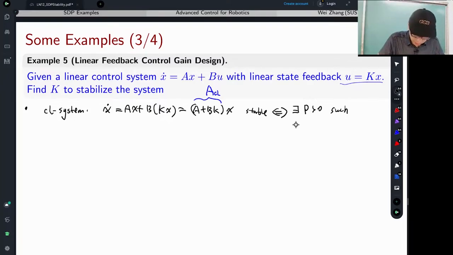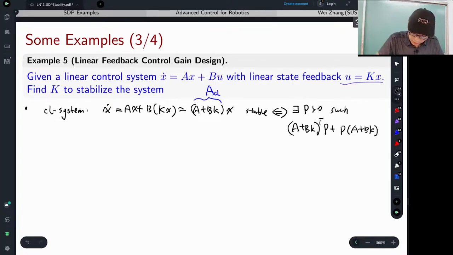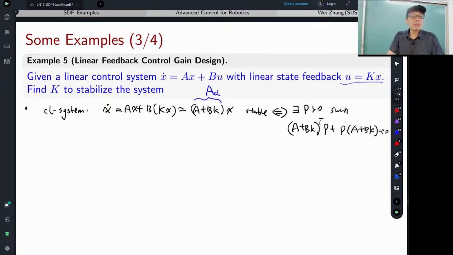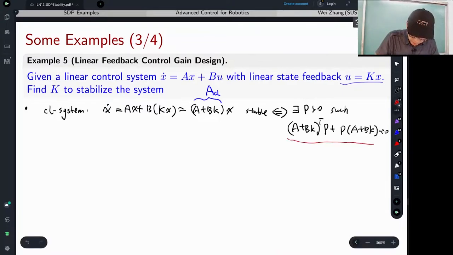we already derived it before. I don't want to repeat it. A plus BK, that's my closed loop. A plus BK transpose P plus P times A plus BK is less than zero, right? P is positive definite, and then the closed loop dynamics has to be such that the value has to decrease. If that's the case, then this implies V of x is a Lyapunov function for the closed loop system.